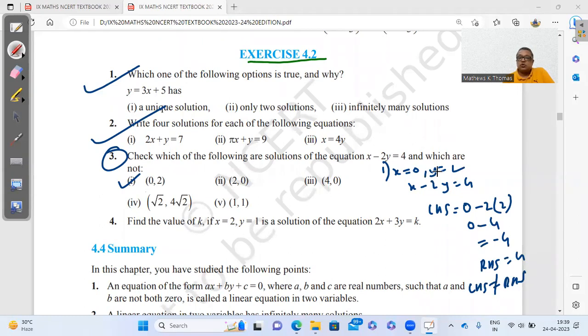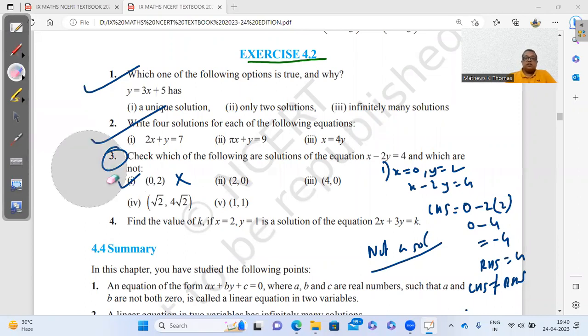Therefore, if LHS is not equal to RHS, then which of the following are solutions? That is the question. This is not a solution. So please remember, (0, 2) is not a solution of x minus 2y equals 4, because when I'm solving the LHS, I'm not getting the RHS. LHS is coming -4 and RHS is coming +4. So this is the method by which we can know whether it's a solution or not.